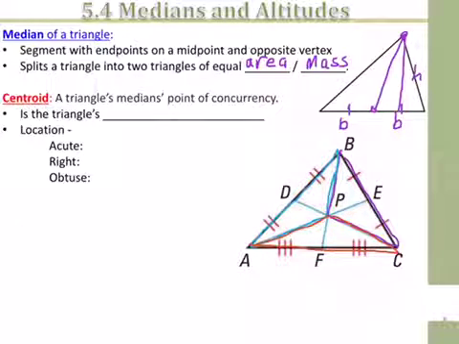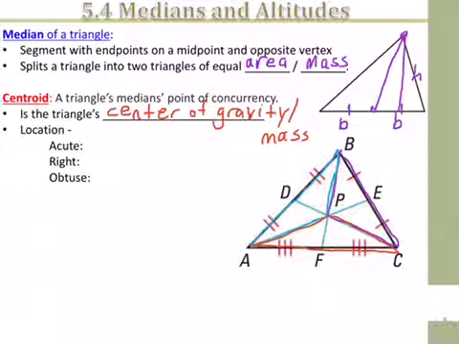So what we could say, among other things, is that a centroid is the triangle's center of gravity slash mass.